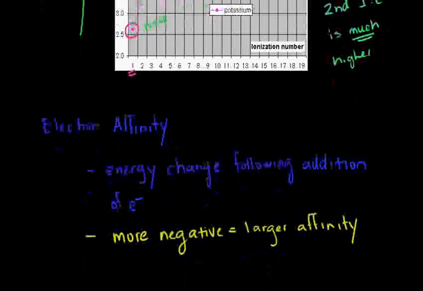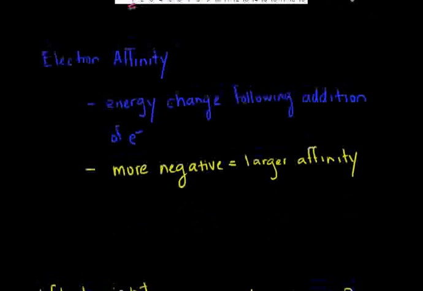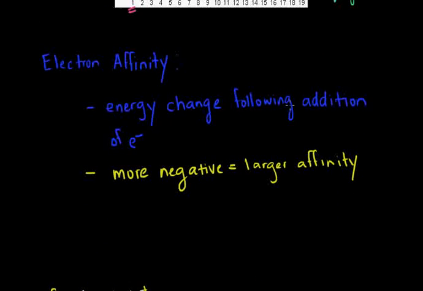Our final periodic trend is going to relate to electron affinity. And electron affinity we just define as the energy change following the addition of an electron. It's kind of the inverse of ionization energy. How much energy is given off, or how much energy do we need to add an electron to an atom?